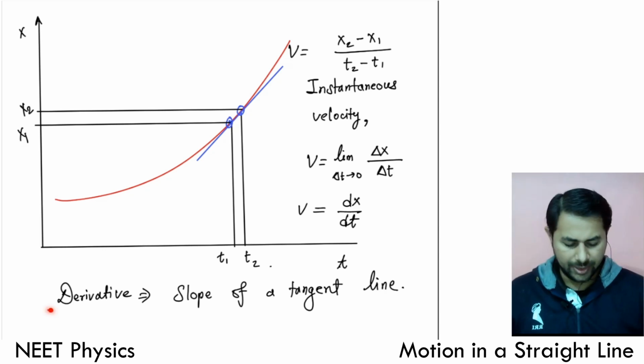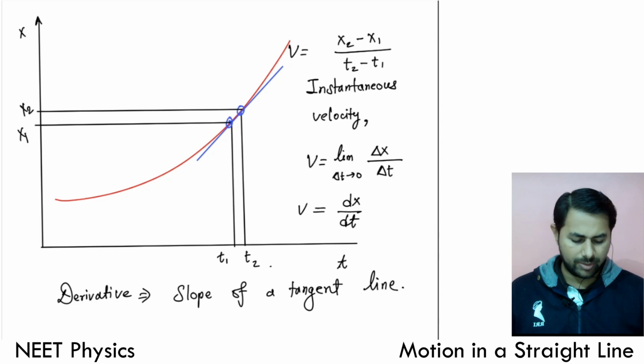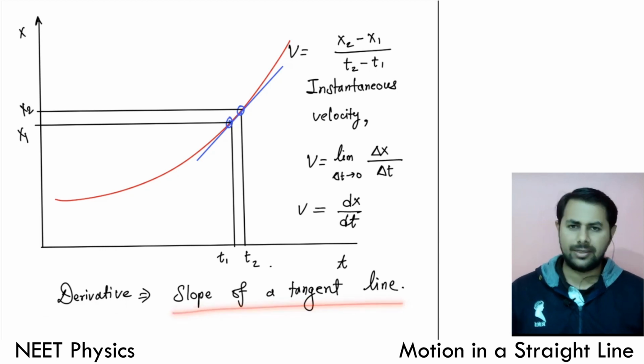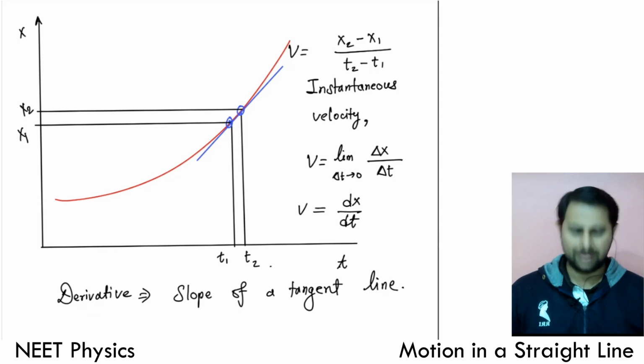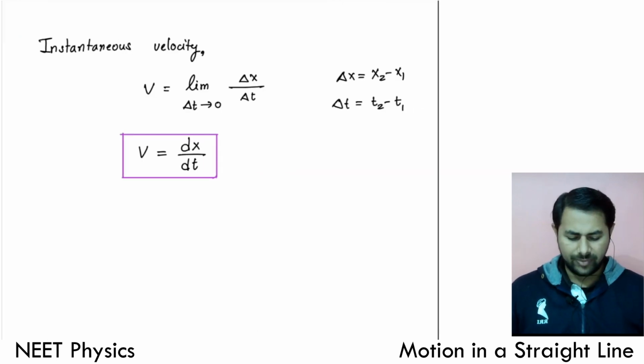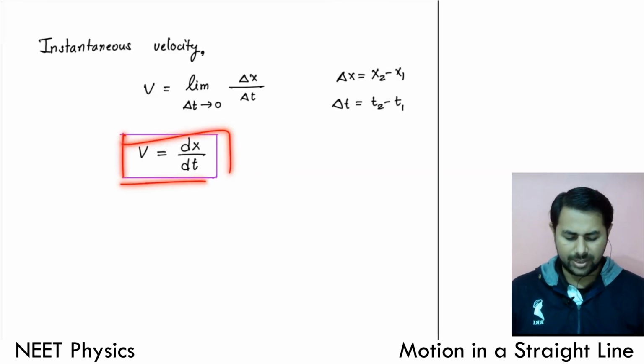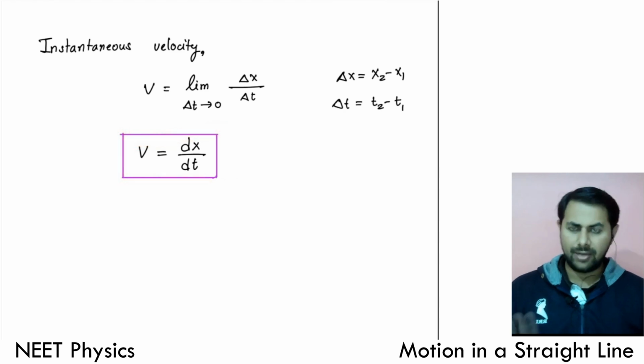And what is the geometric meaning of the derivative? It is the slope of a tangent line. The geometric meaning is the slope of a tangent line. So this is the formula: instantaneous velocity is given by the derivative of position with respect to time.